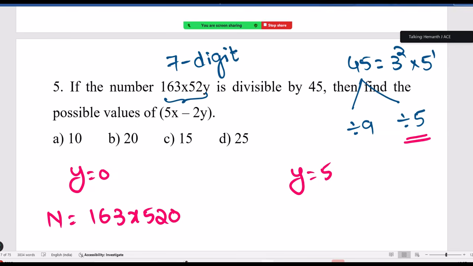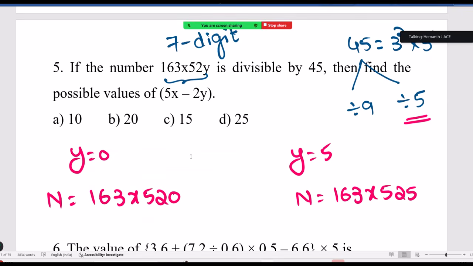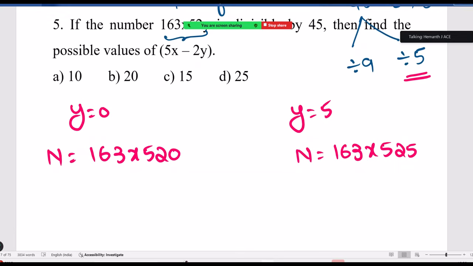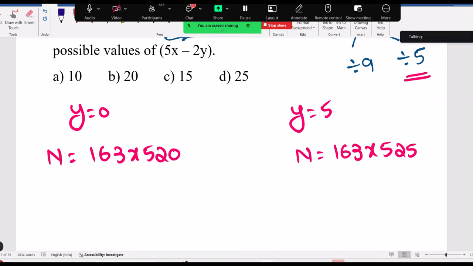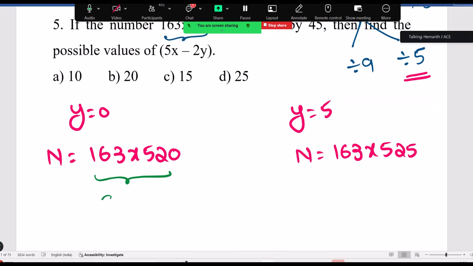163x520. Here the number will be 163x525. Now for divisibility by 9, we have to try the sum of digits concept. Yeah, try sum of digits. The sum of digits must be divisible by 9.